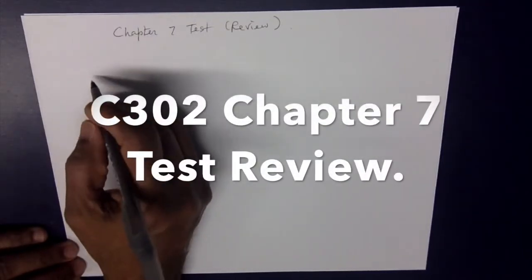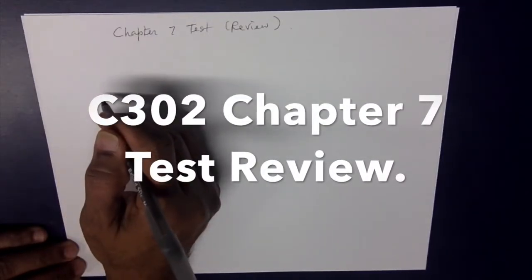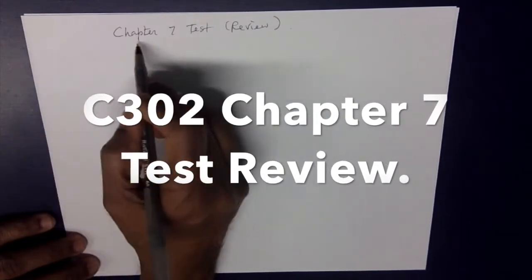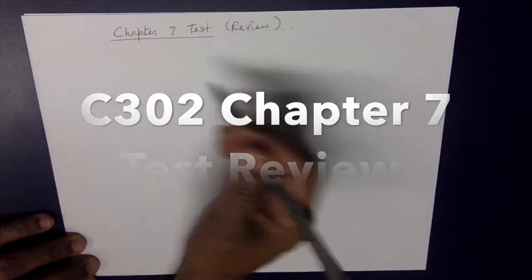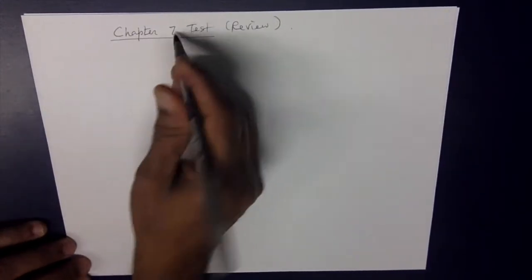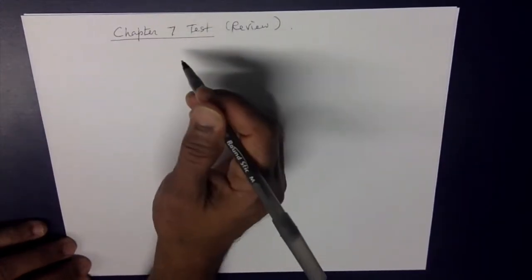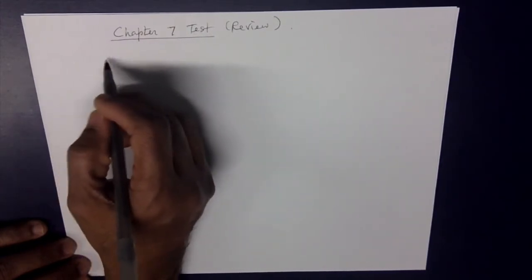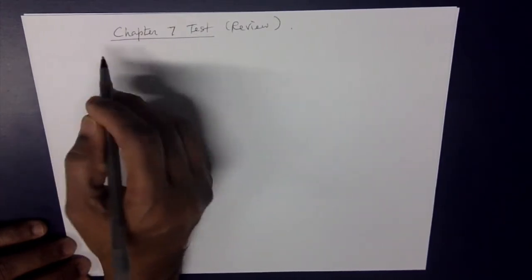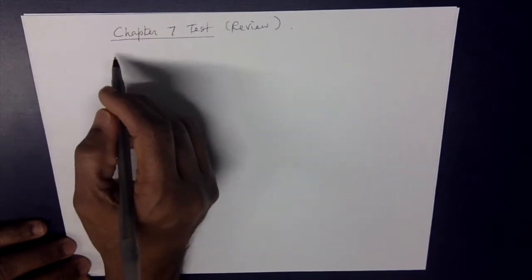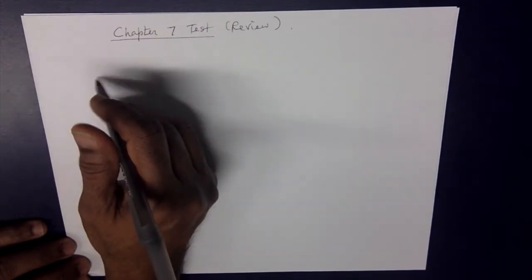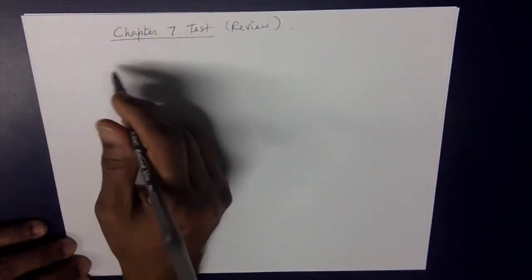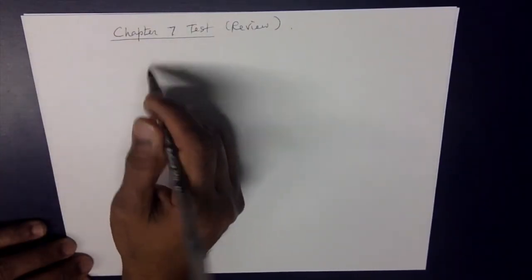This is a chapter 7 test review video. In this video we're going to be covering all the materials covered by chapter 7. We did circular motion, and then we also did gravitation, which is part of circular motion, and then we did torque and simple machines. So this is what is covered in your chapter 7 test review.